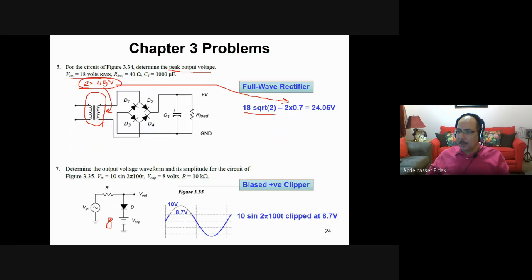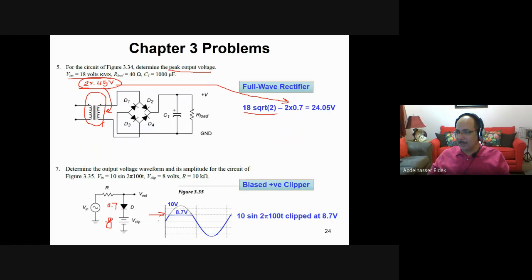Okay. And you have a 0.7 here across the diode. Then it will clip the voltage at 8.7 volt: 8 and 0.7, then it will be 8.7. So when it is positive, it will be clipped at 8.7 volt. So what's the question here? We need to find the output waveform and its amplitude for the circuit shown.